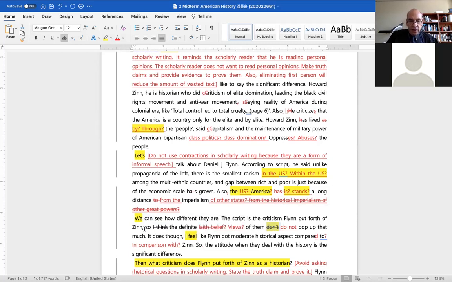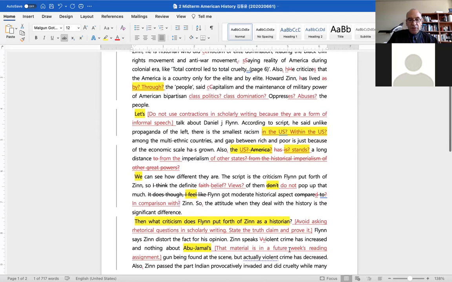I would just say Flynn has a moderate historical aspect compared to, or in comparison with, Zinn. Again, you can choose either one of those. Which one do you prefer? In comparison with. Right, in comparison with Zinn. So again, I'll let you clean it up. So the attitude that they have when they deal with this history is a significant difference.